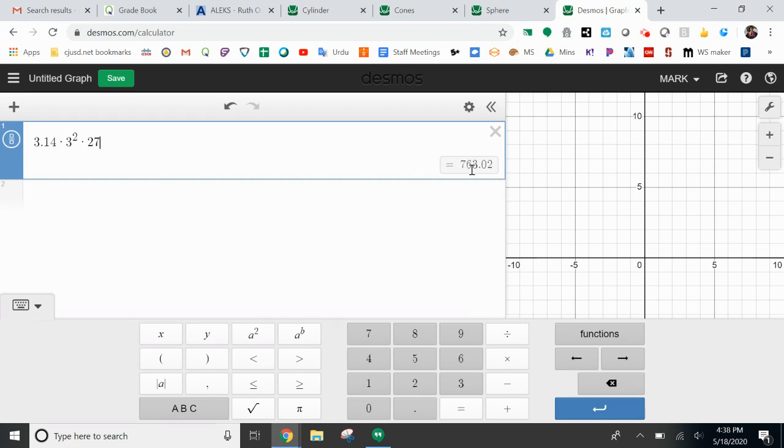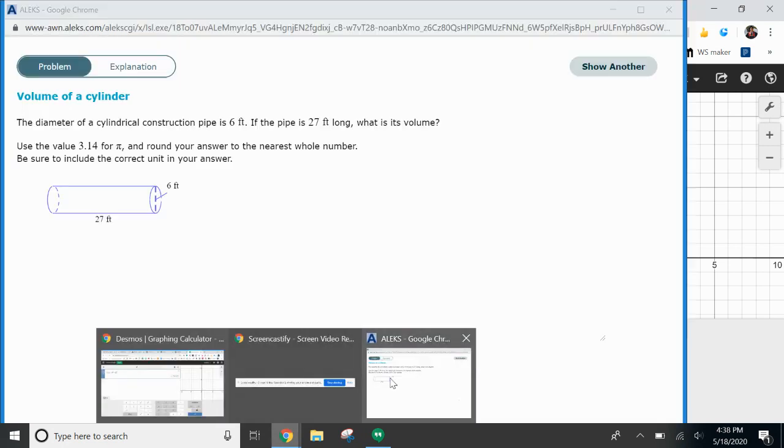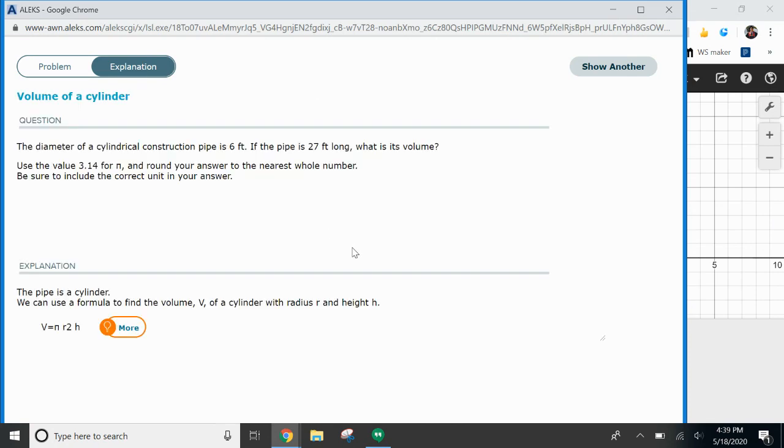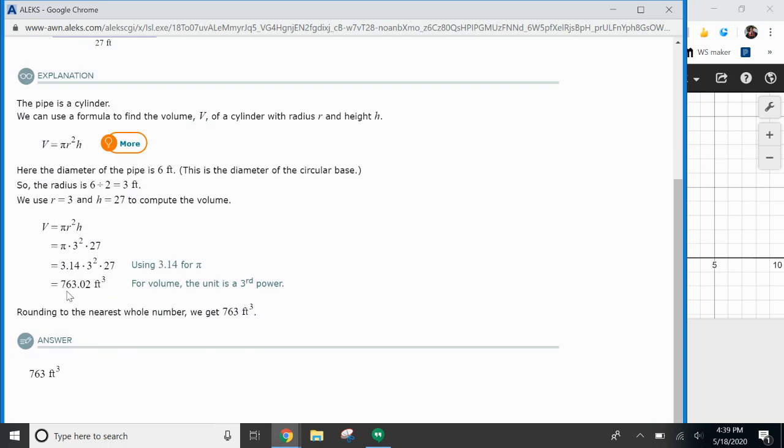So 763.02. If I go back to this and check on my explanation, I should have the same number here. 763.02, rounded up to 763.